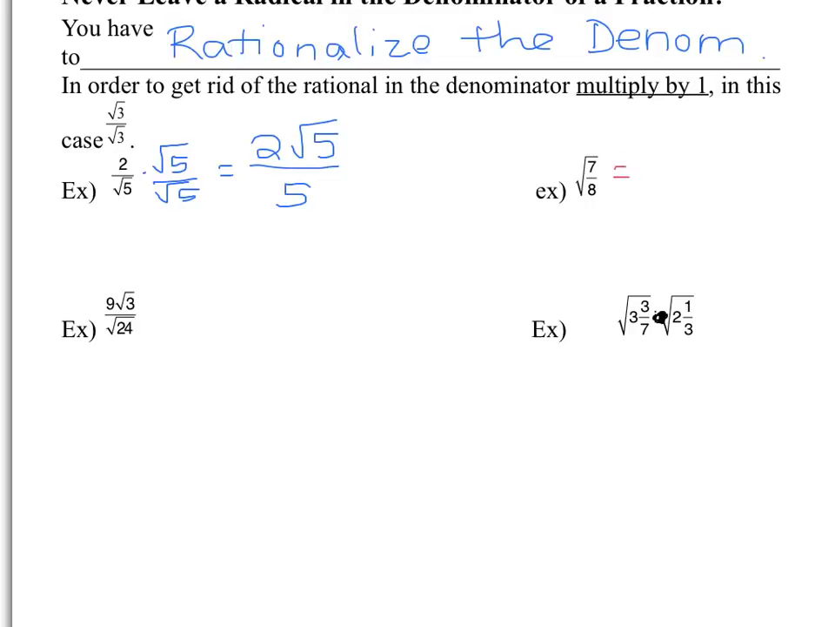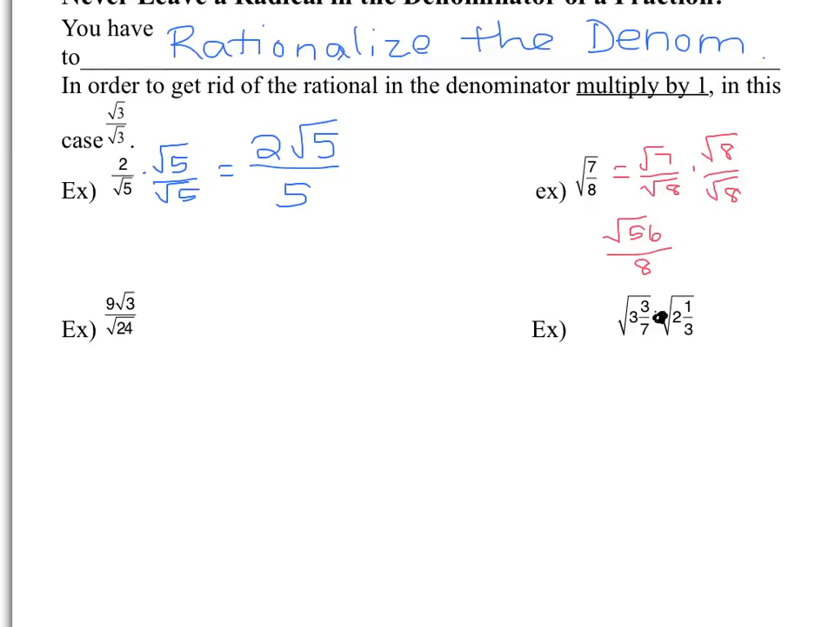What this actually means is root 7 over root 8. Now, you could reduce root 8 if you want to, but you don't really have to. You can just notice that there's a radical in the denominator and rationalize it, okay? So we're going to get root 56 all over 8. But now I have to simplify root 56.